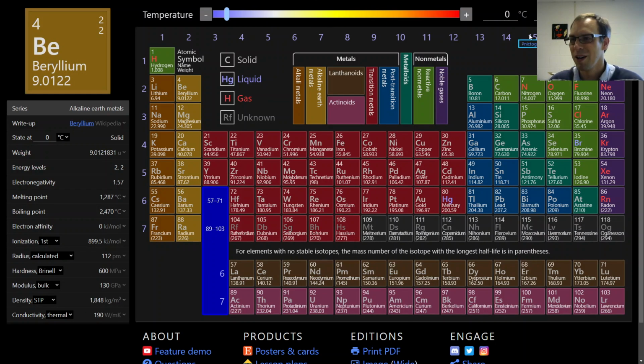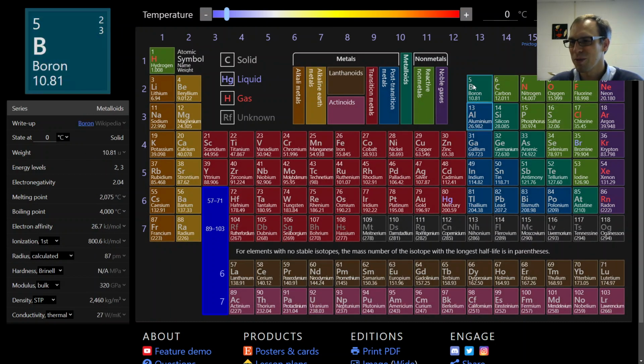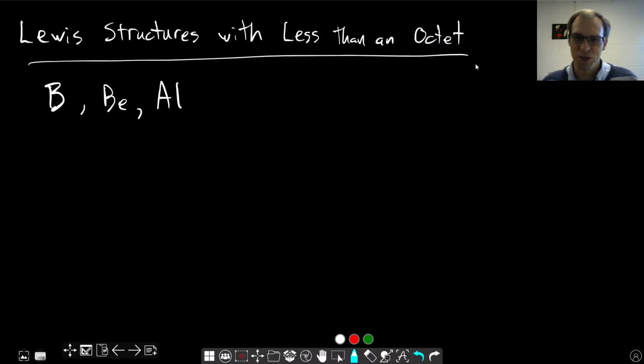So coming back up here: boron, beryllium, aluminum. These are generally the three elements where you're going to see things form with less than an octet structure. That's one nice thing with this. The less than an octet is not very common and is limited to essentially just these three elements.